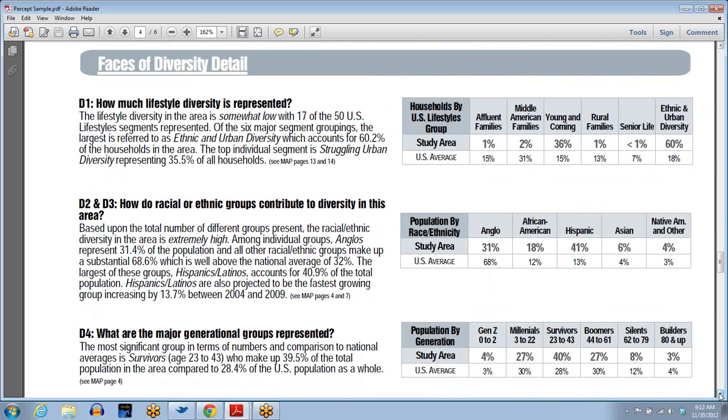How much lifestyle diversity is represented? Look at the number there. The study area is 60%. The national average is 18%. And so when you go through and you start looking at how they contribute to diversity in the area, you can begin to see what you're facing.